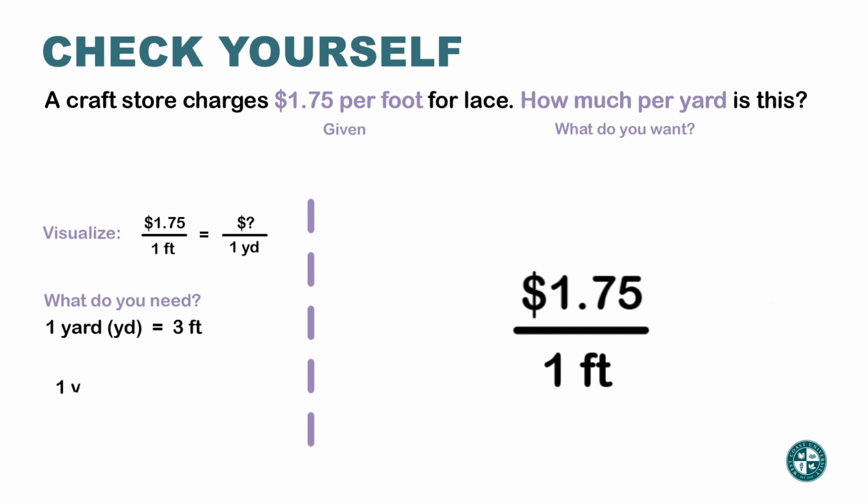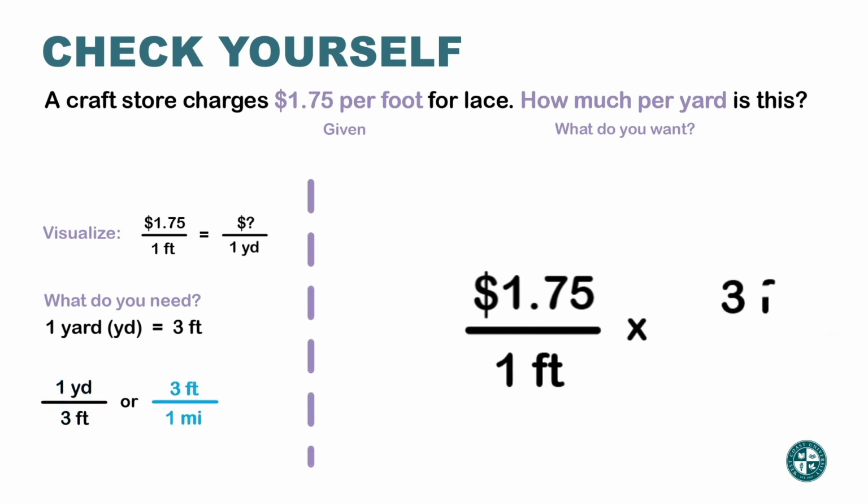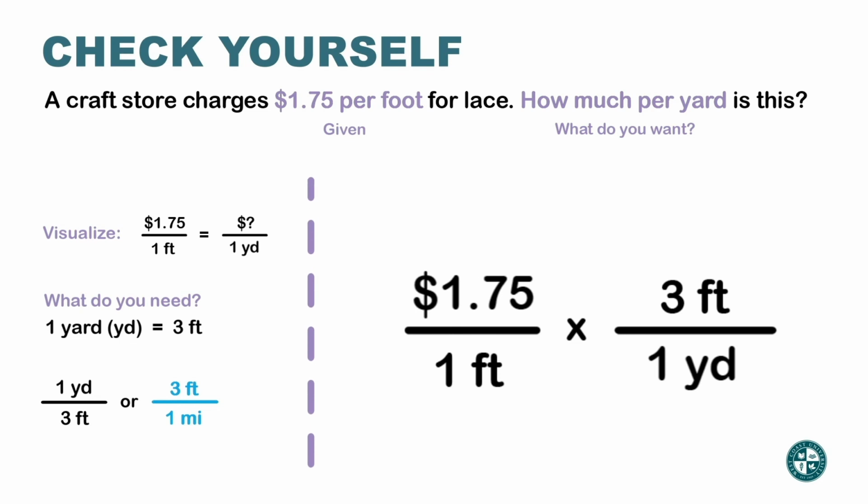From there, I can get my two fractions. Now I need to decide which of these two fractions I can multiply this one by so that the word feet cancels out. You can see that's going to be the second one, because here the feet is on the bottom and here the feet is on the top. And I hope you notice that feet cancels out with feet. Now you can see what is left on the top is dollars, exactly what I want, and on the bottom is yard, exactly what I want.